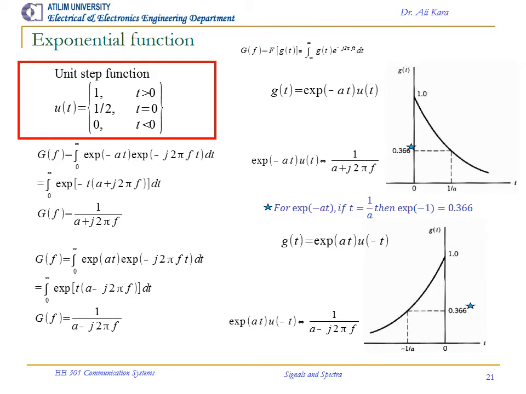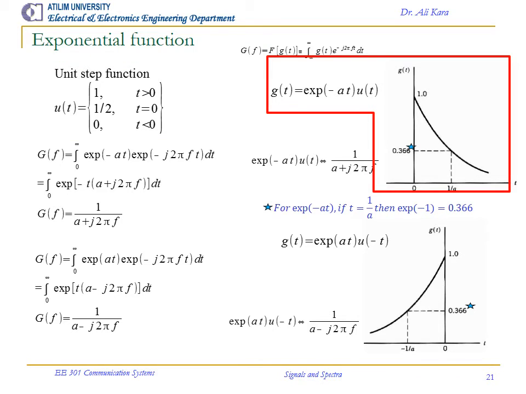Exponential function. Before writing the exponential function, let us define the unit step function. Unit step function. u of t is 1 when t is larger than 0, 1 over 2 when t is equal to 0, and 0 when t is smaller than 0. Now define our exponential function in time domain as g of t is equal to exponential of -a t times u of t. Note that g of t has non-zero values for only non-negative values of the argument t. This is called a decaying exponential.